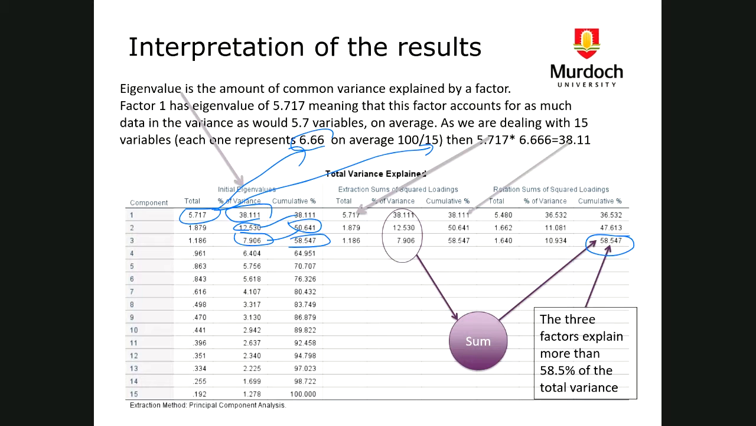This 58.547 is that those 3 factors alone can explain 58.547 of the total values that can be explained by the 15 variables altogether. I hope this is clear now.